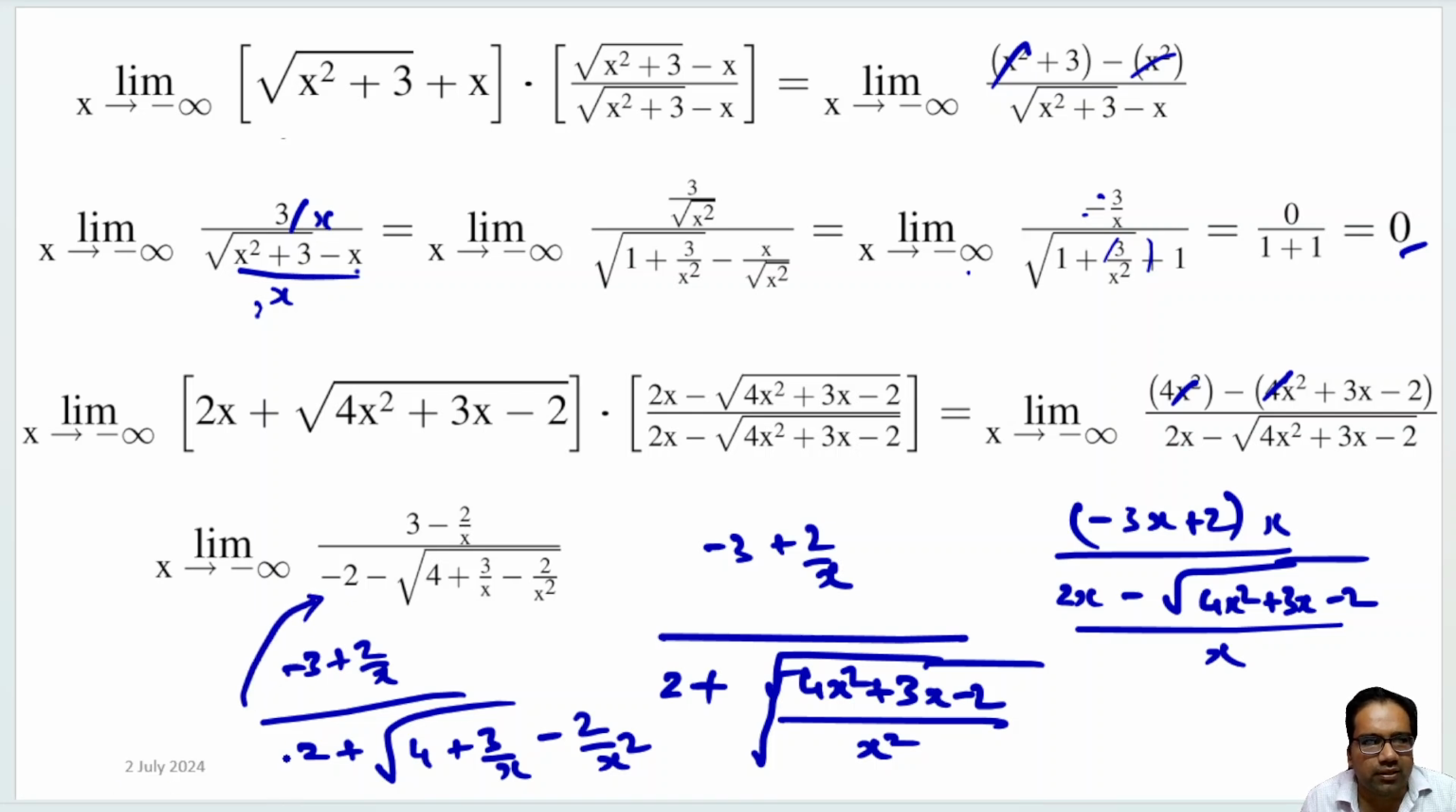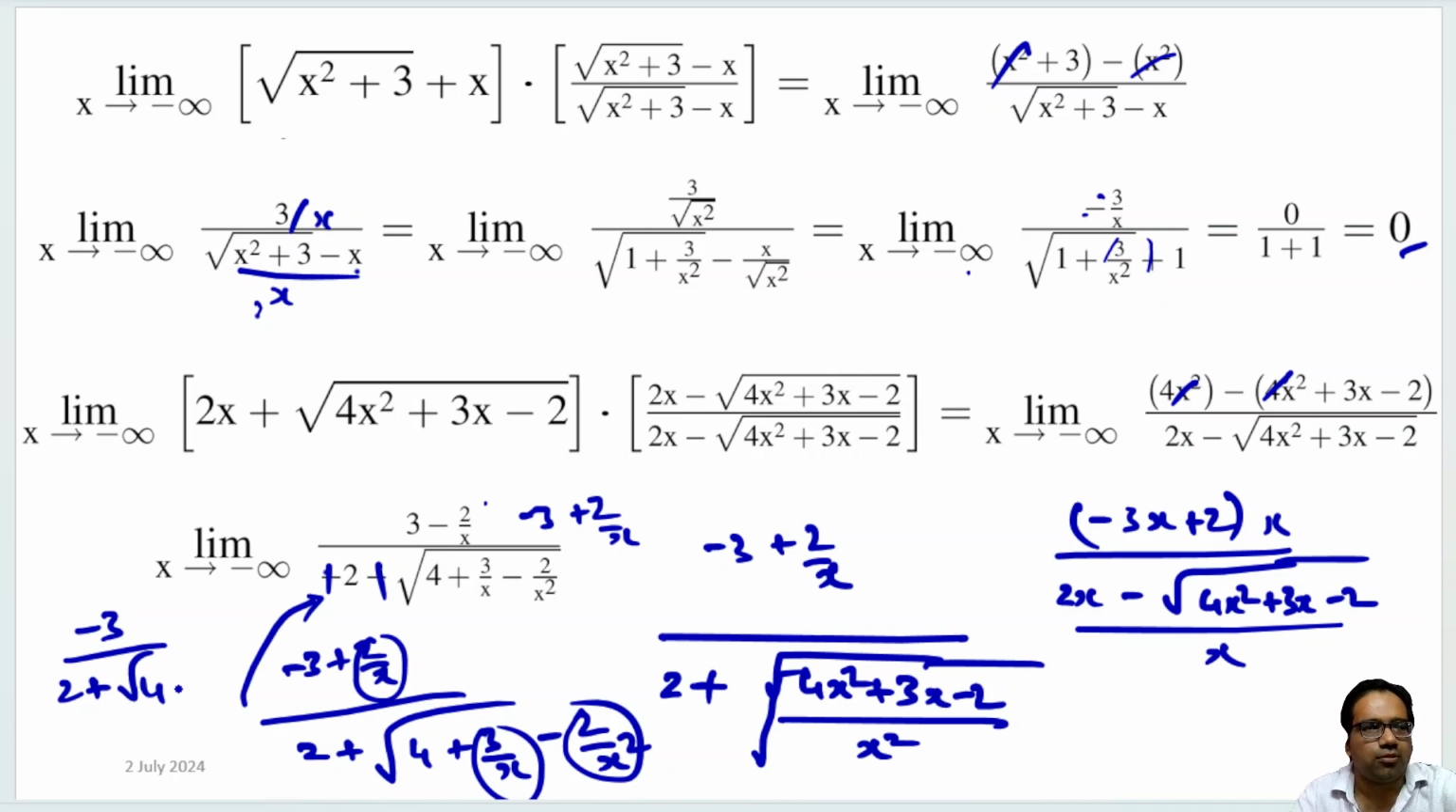Which is nothing but this one. Here 3 minus 2 by x, here minus 3 plus 2 by x. If we take minus 1 common here, then this becomes plus. This also becomes plus. And here it becomes minus 3 plus 2 by x. It is the same thing. Now what is our limit? This becomes 0, this becomes 0, this becomes 0. We have minus 3 by 2 plus under root 4, which is 2 plus 2, which is 4. So minus 3 by 4. This is the final answer. Right, guys?